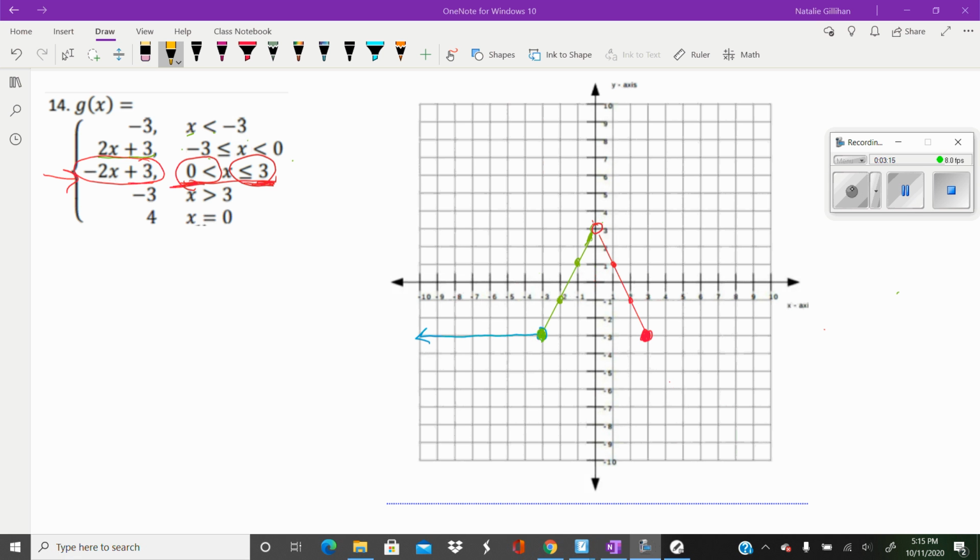Our last equation is right here. When x is 0, y is 4. So basically that's an ordered pair. When x is 0, y is 4. So let's plot that. When x is 0, y is 4, which kind of makes sense because we were left with an open circle right there. And there you have it, folks. That is our piecewise function.